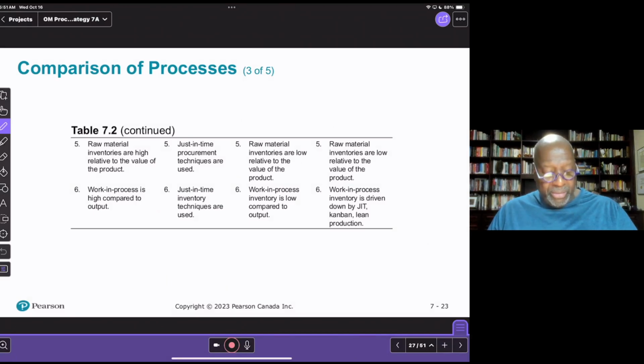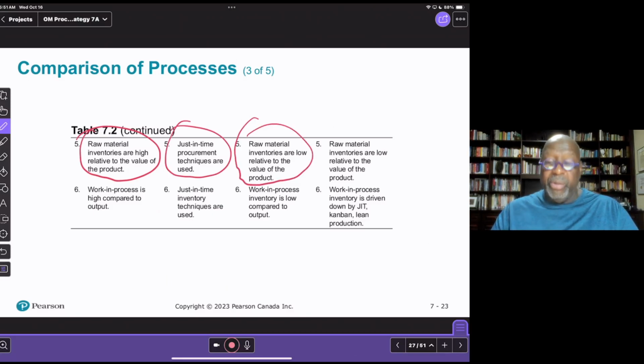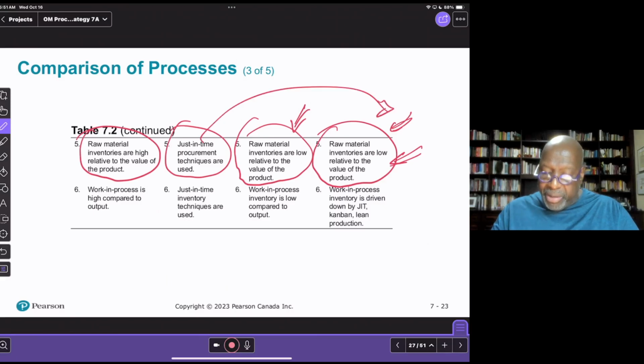And then raw material inventories tend to be high because you need to be able to satisfy variety. Just-in-time procurement is possible in the case of repetitive focus. Raw material inventories are low relative to the value of the product or the volume of product that you're producing. Because you have some standardization that comes from your repetitive focus, with standardization you can actually manage inventory pretty well, all right?